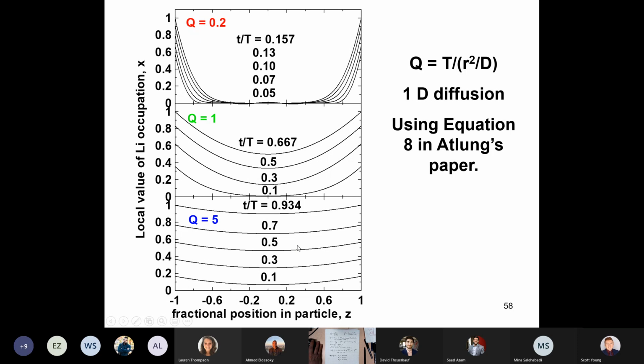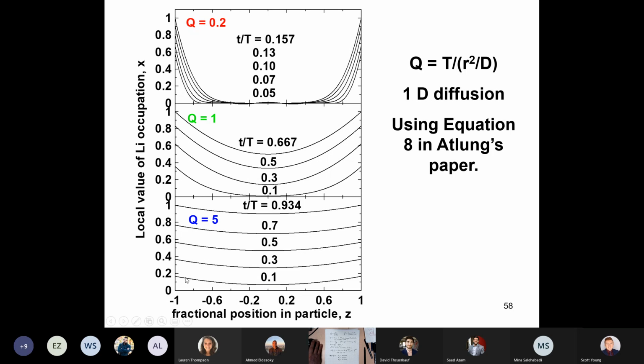Okay, so then what happens here? What we're plotting is X, that's what these curves are, as a function of position at various values of little t over big T. So what does this mean? It means that if little t over big T is equal to 0.1, that means you've spent 1/10 of the time you expect it should take for your cell to be fully discharged. So if that were C over 10 discharge, then this would be at 1 hour you'd be looking.